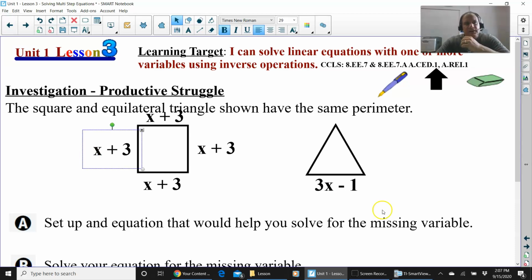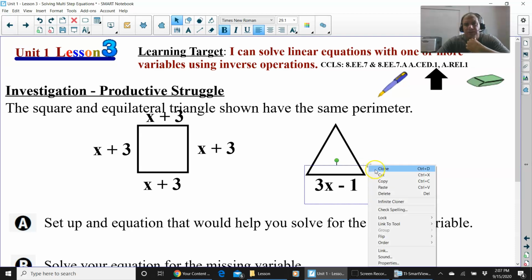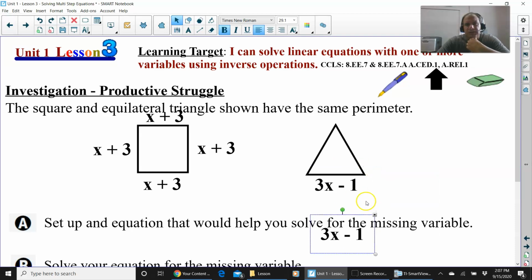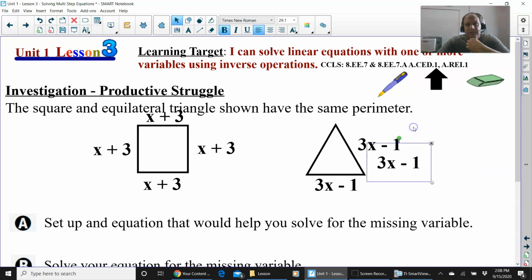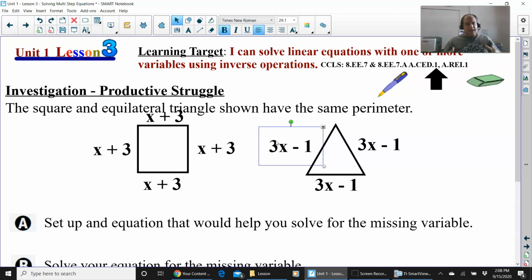This is an equilateral triangle. What does an equilateral triangle mean? All equal sides. So you have 3x minus 1 on that side, and you also have 3x minus 1 on this side. Right? Is there an equation you could set up? And remember, first off, perimeter. How do you figure out perimeter of any square, any figure? I always liked perimeter because it was the easiest thing to figure out.